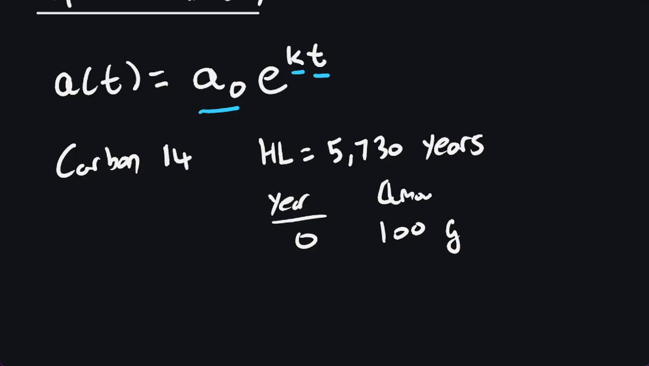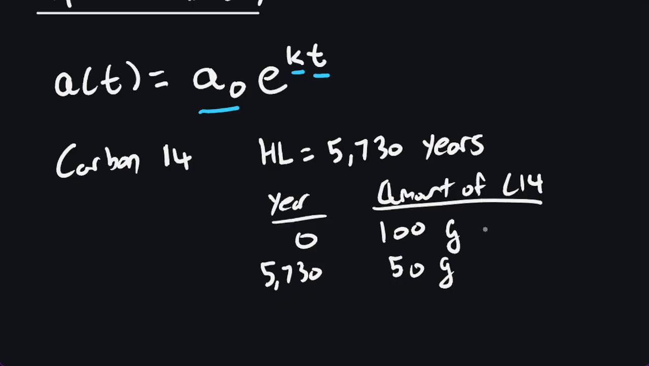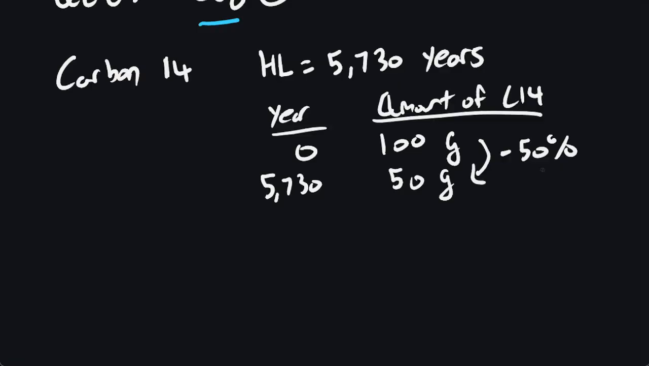So amount of carbon-14, let's say you start out with 100 grams. That means after 5,730 years, it will be cut in half. You will now have 50 grams. Going from 100 to 50, that's minus 50%. And then after another 5,730 years, so 5,730 plus 5,730, 11,460 years, it will be cut in half again. Half of 50 grams is 25 grams.